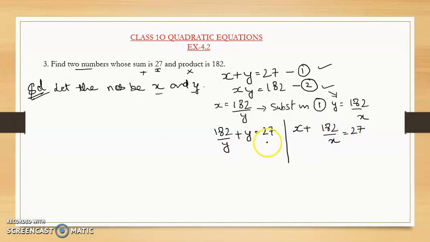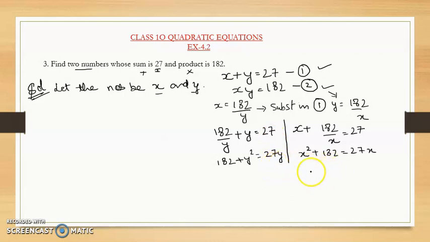Whichever equation you want to solve. If I solve this, I will get 182 plus y square is equal to 27y, and if I use the other substitution, I will get x square plus 182 is equal to 27x. How did I get this? I multiplied by x here, giving x square, and x multiplied by 27 gives 27x. Similarly, y multiplied here gives y square, and y multiplied by 27 gives 27y.